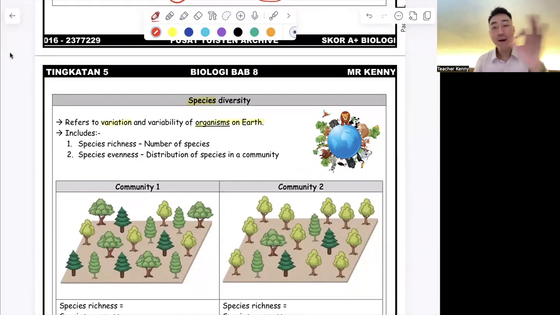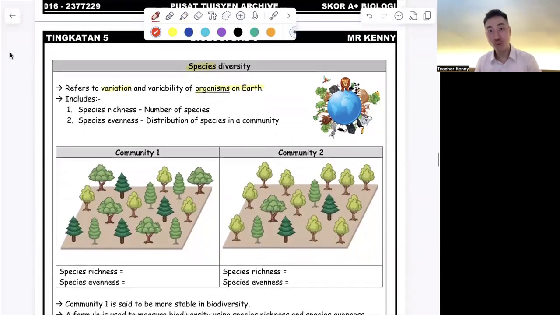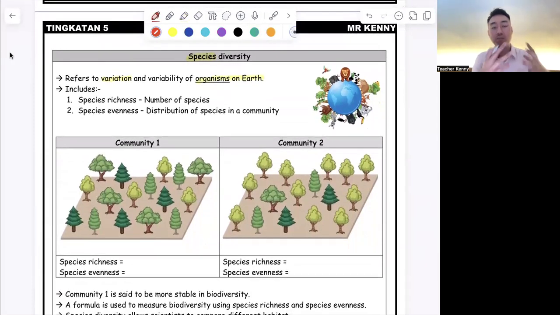Now, how do we measure it? We look at two things. We look at what we call species richness. How rich is that species? That means for one species, let's say that type of cat, how many of the cats you have in this country? That one tiger, how many of the same tiger you have in that country? The more you have, okay, good, plug it into the formula. Next one is species evenness. What's the meaning of even? Even means how they distribute in the community.